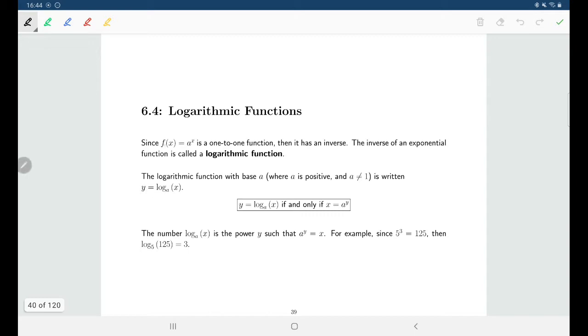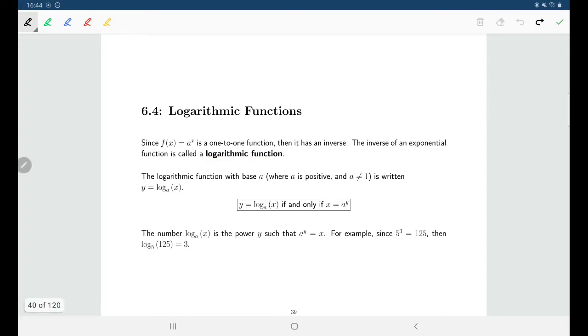So our big conclusion here is that every exponential function should have an inverse. If you had a function y equals a to the x, there should be some other function out there that switches all of the x and y values. The function that does this is called a logarithmic function. For any exponential function with base a, there should be a logarithmic function also with base a that is its inverse.